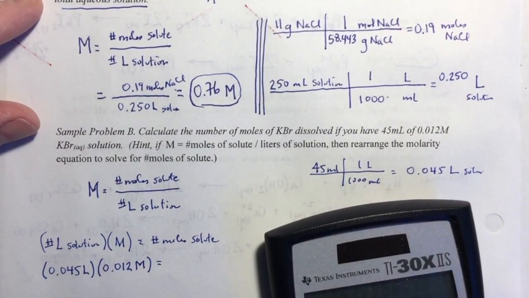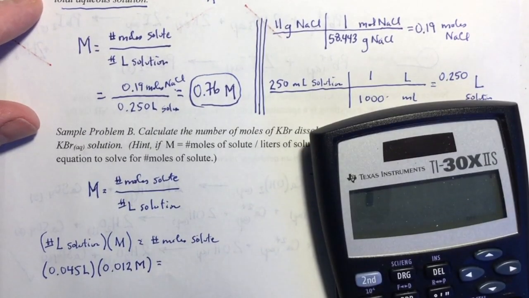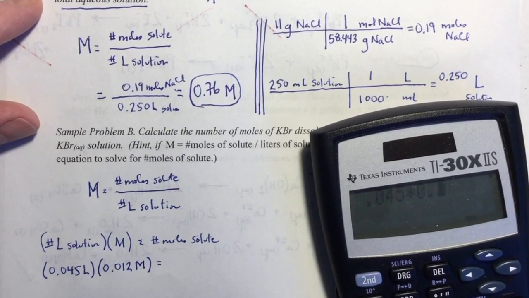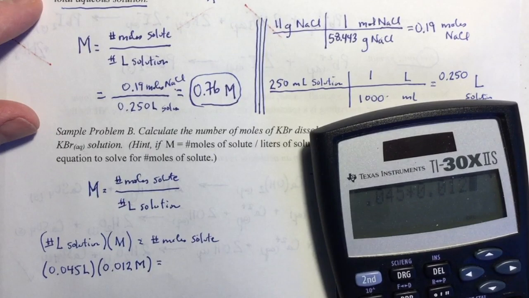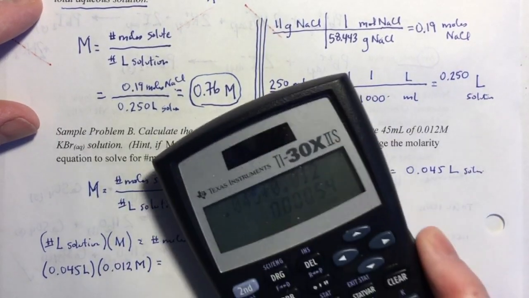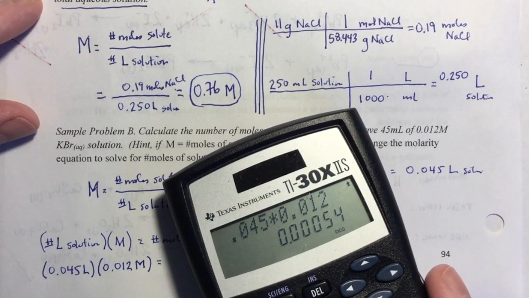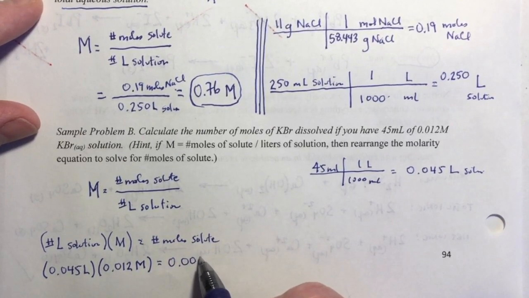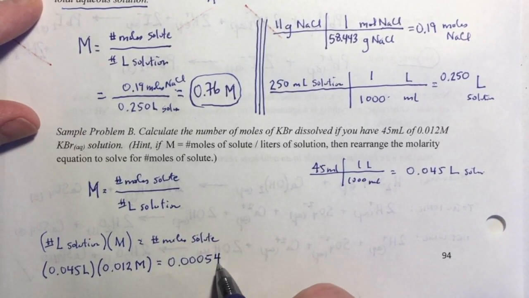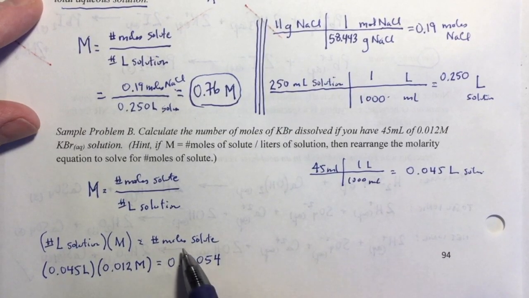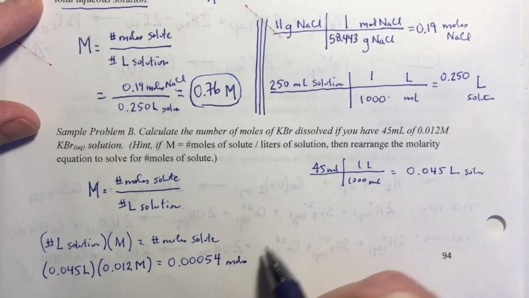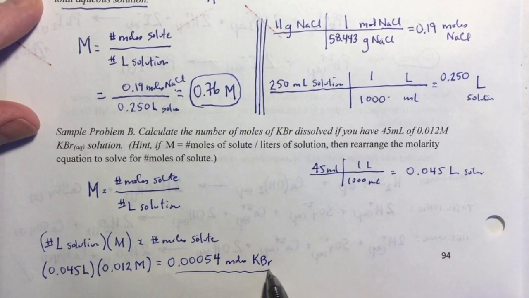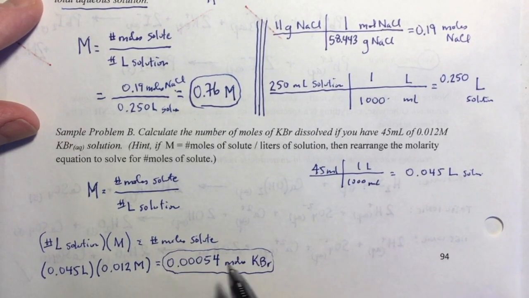And now all we have to do is the math. And so we have 0.045 liters times 0.012 molar equals 0.00054. 2 sig figs, 0.00054. And what are the units in substance? It's moles, isn't it? It's moles, and specifically of KBr, that were dissolved in those 45 milliliters.